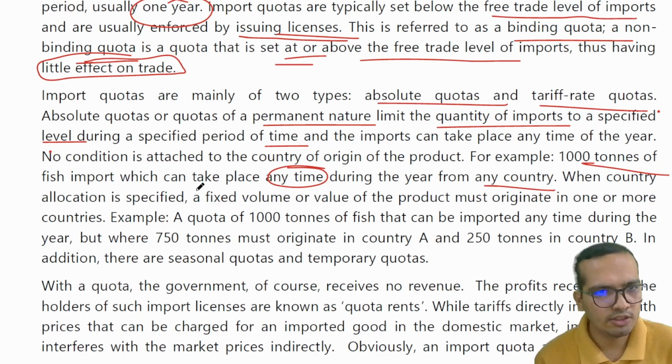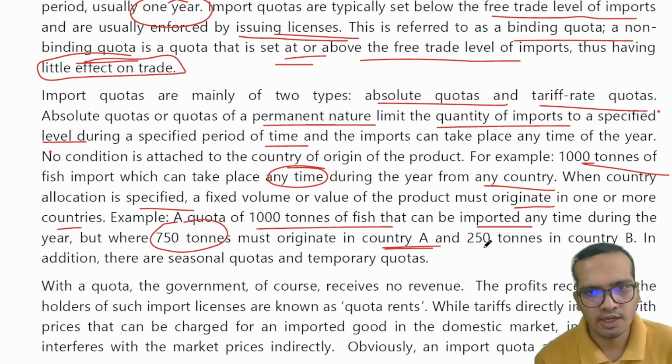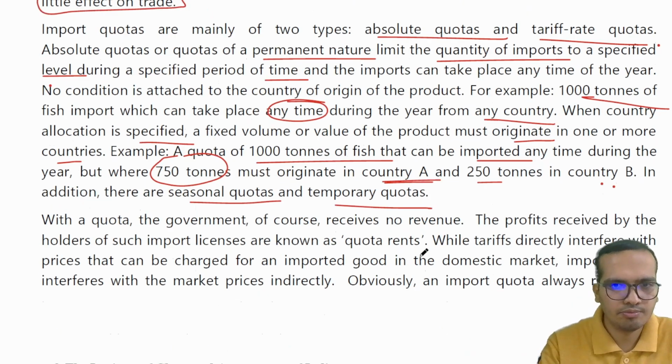When country allocation is specific, a fixed volume or value of the product must originate in one or more countries. Example, a quota of 1000 tons of fish can be imported any time during a year, but 750 tons must originate from country A and 250 from country B. In addition, there are seasonal quotas and temporary quotas.